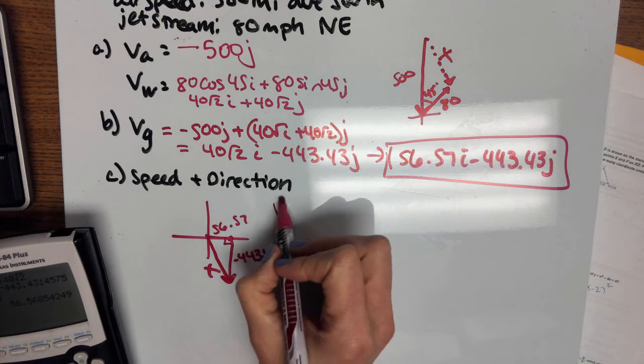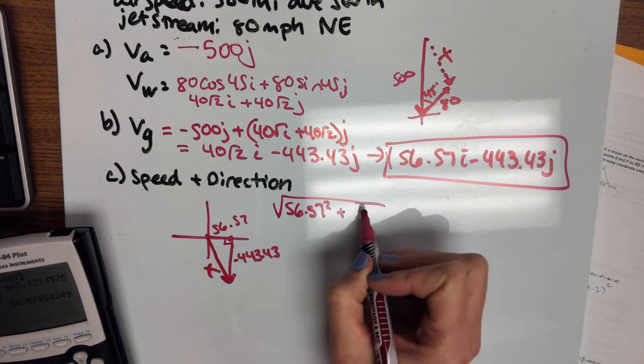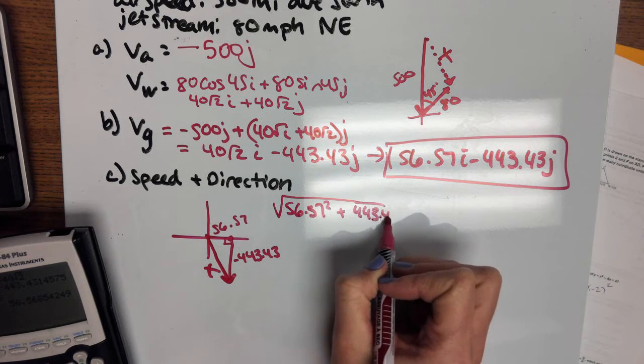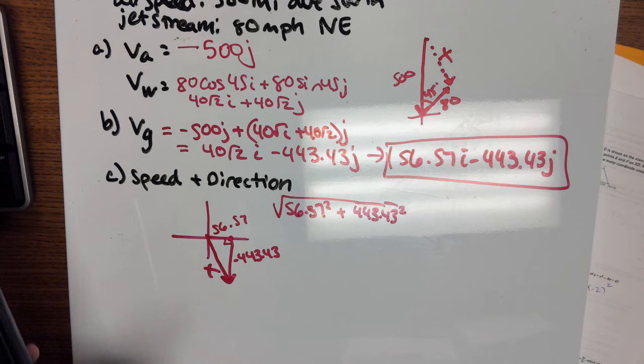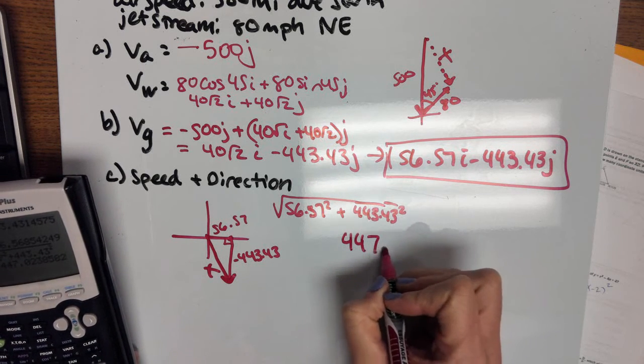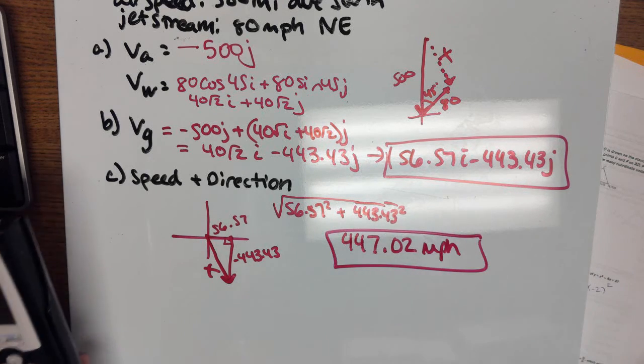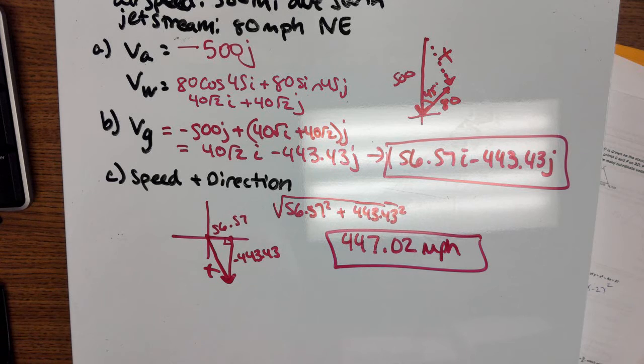So we're going to take the square root of the i term squared and the j term squared, doesn't matter if it's negative, which is going to give me, let's see here, type this in, 447.02 miles per hour. So that's the actual speed that plane is going at when you factor in the wind.